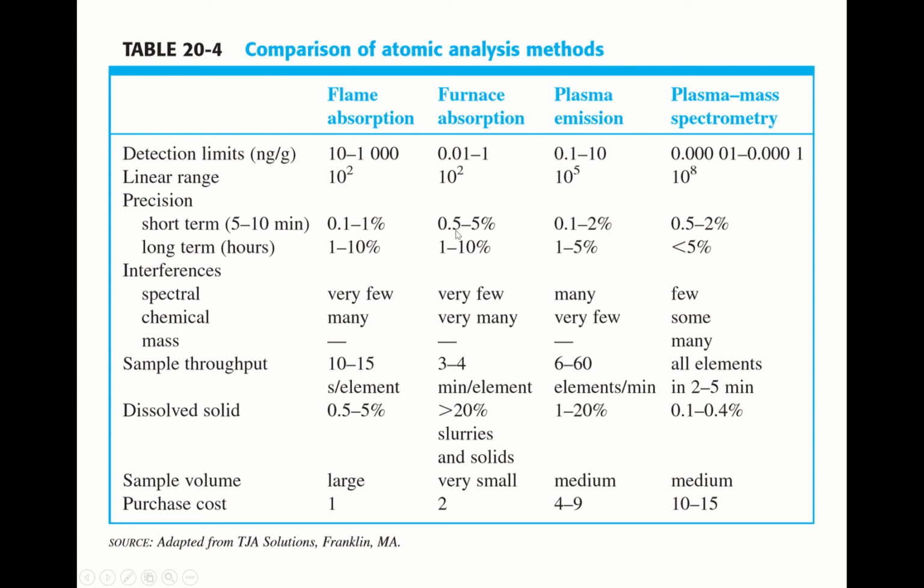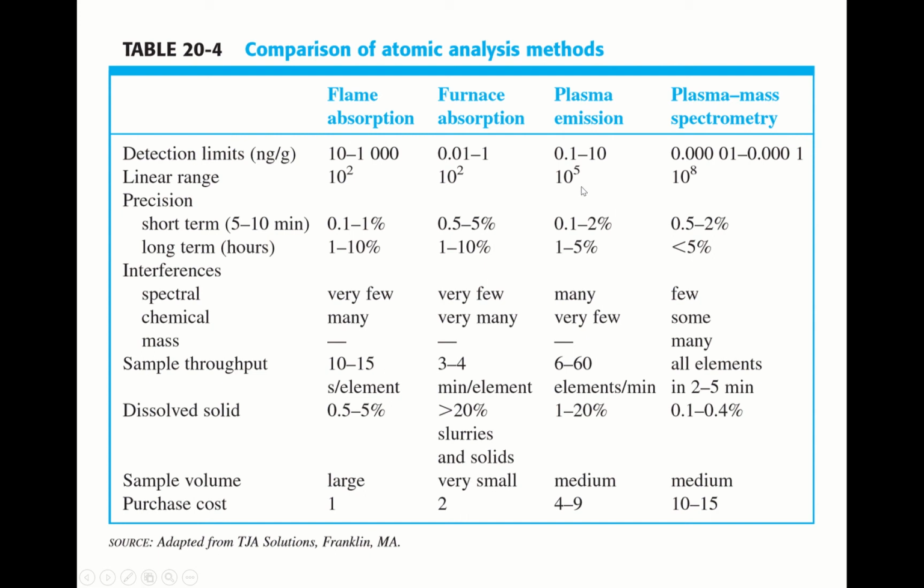And usually emission is more sensitive than absorption, but here furnace absorption, inside the graphite furnace, the residence time is higher. It's more sensitive than flame absorption and plasma emission. Linear range for absorption spectroscopy is quite low, only 2 orders of magnitude. But for plasma emission, ICP is 5 orders of magnitude.